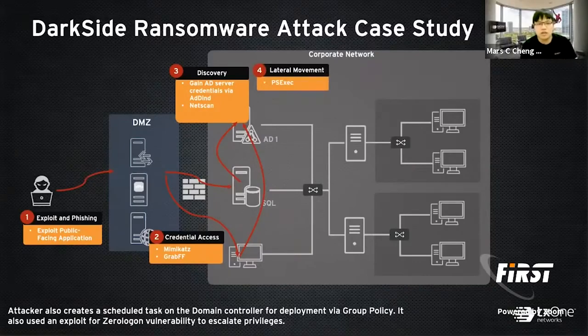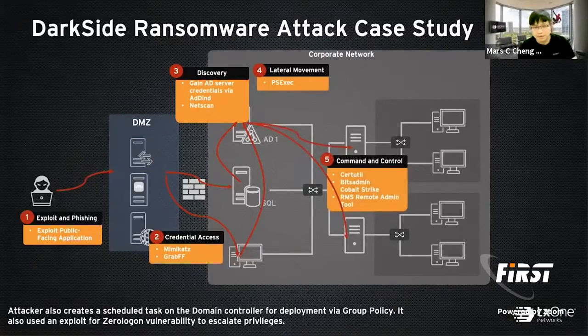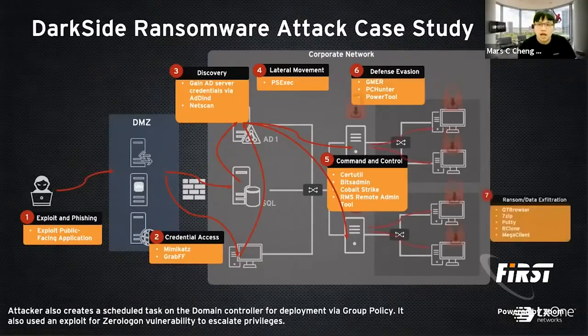And also they try lateral movement with PsExec and command and control, and to do the Cobalt Strike and/or IMS remote admin tools for command and control and to drop the ransomware, and try to bypass some defense integration with PC2 or the PowerShell tools.